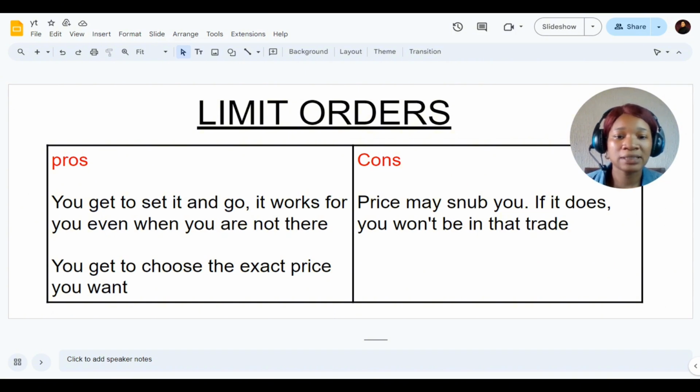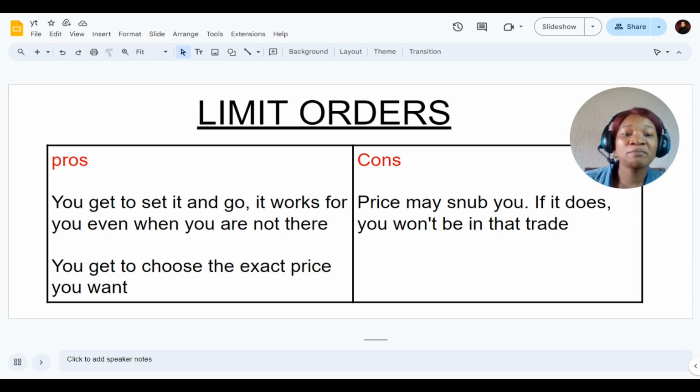Then the con is that price may snub you. What I mean by price may snub you is that you are not the owner of the market, right? Your father is not the owner of the market. You don't own the market. You're not a market maker. You're not a market mover. So because you have marked a zone and you are expecting that price comes there, it is not a guarantee that price will eventually come there and reverse.